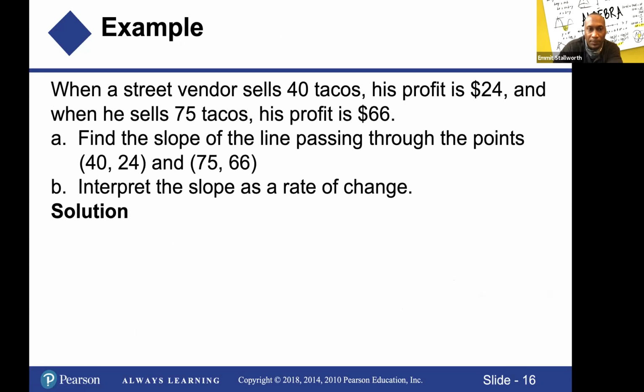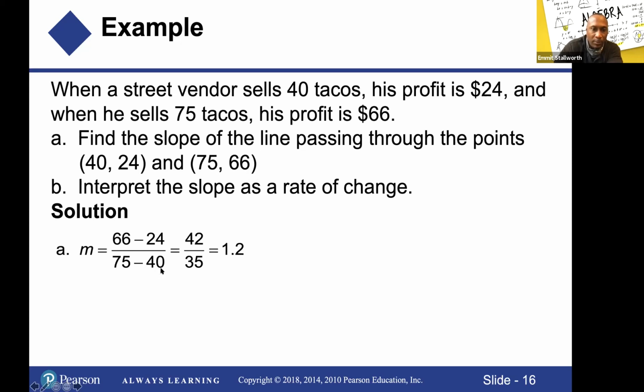Here's another one. It says when a street vendor sells 40 tacos, his profit is $24. And when he sells 75 tacos, his profit is $66. It says find the slope of the line passing through the points. So we have these 2 points here, (40, 24) and (75, 66). If we find the slope, once again, we just use the formula to find that slope.